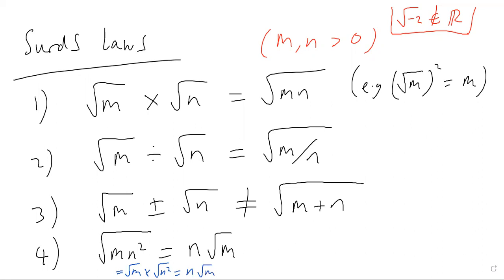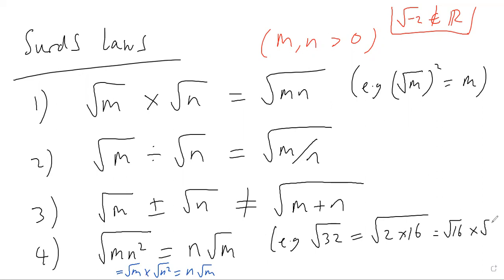And just an example to illustrate this one here. If you've got the square root of 32, well, the square root of 32 is just the same as the square root of 2 times 16. 16 is a square number. So this is just the same as root 16 times root 2. And we know that root 16 is just the number 4. So this is going to be 4 times root 2 there.